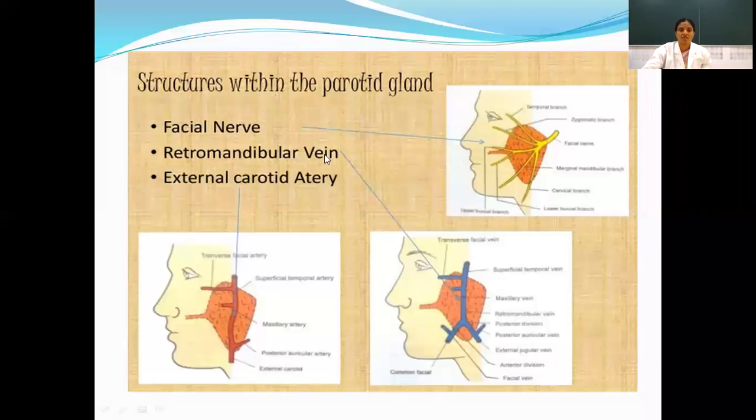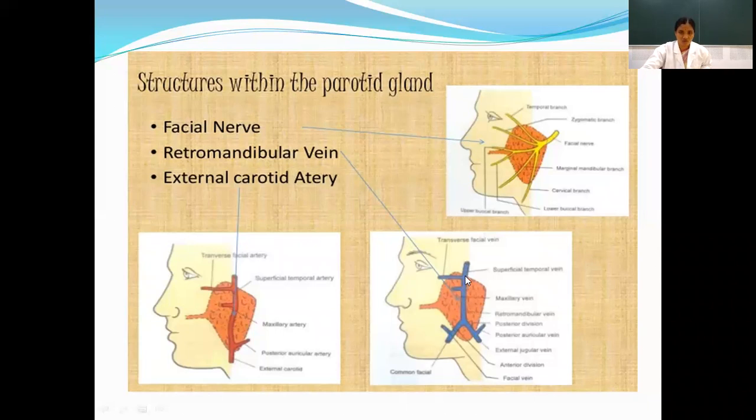Now coming to the retromandibular vein, the other important structure present within the substance of the parotid gland. So what is this retromandibular vein? It is formed by the superficial temporal and maxillary veins, which both unite to form the retromandibular vein. Retro means behind. So it is behind which part of the mandible? Exactly behind the head of the mandible.